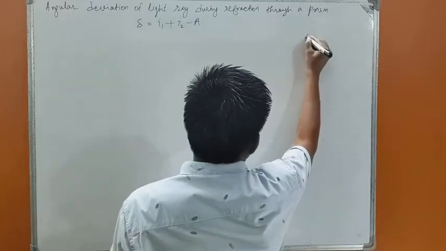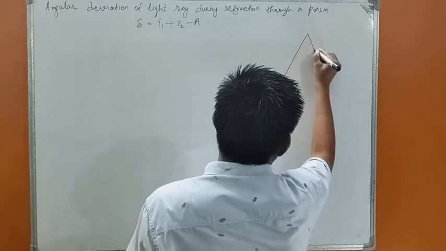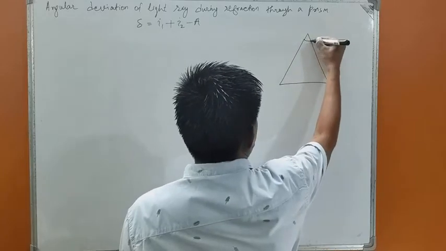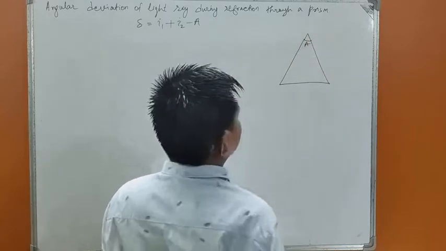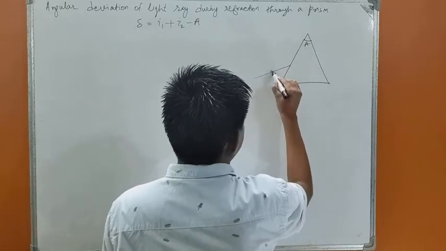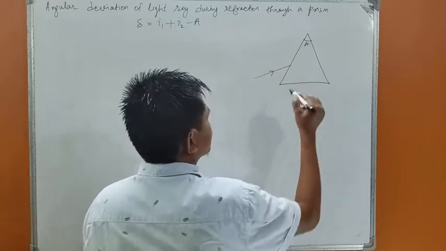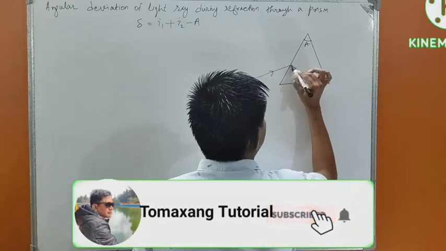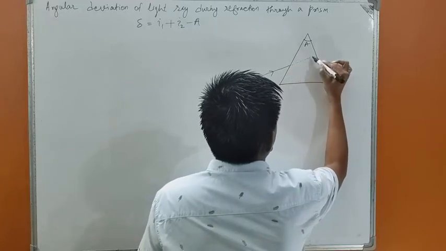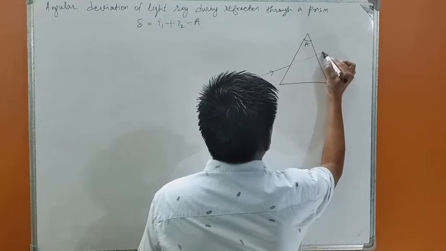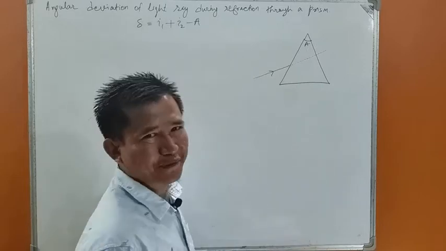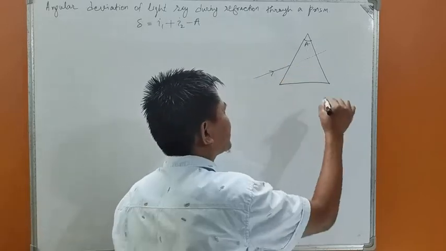So this is a prism, and this angle is called the angle of prism and is denoted by the letter A. A ray of light is incident on the prism. If there was no prism, the ray of light would travel in a straight line like this, isn't it? But due to the presence of the prism, the ray of light is deviated.